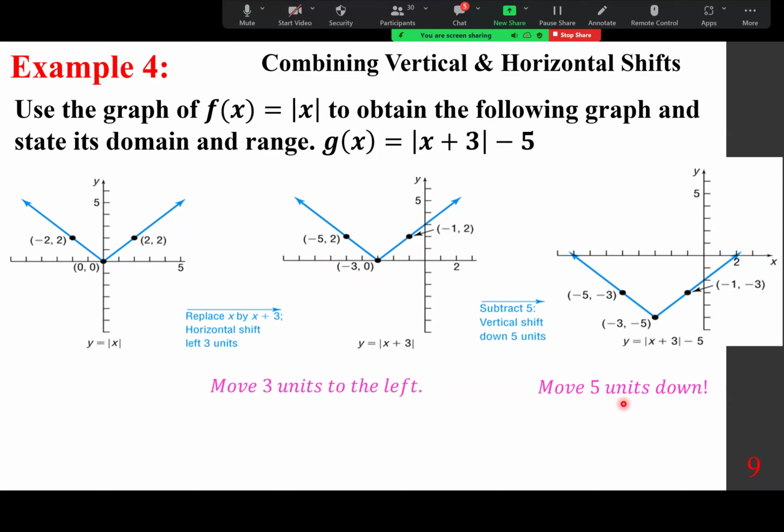So it's been shifted down by 5 units. The effect is all of them have the same domain. Domain is not changing. But the range does, because the range is 0 to infinity in those two cases, but this one comes down to negative 5. So from negative 5 up, the range is from negative 5 to infinity.